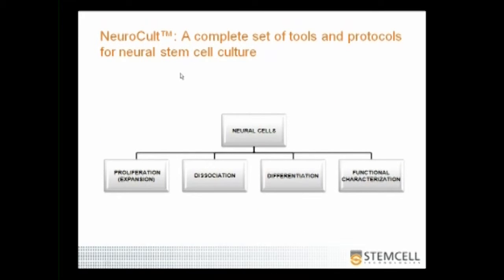We have basically used the original media formulations and protocols and developed an entire product line called NeuroCult. NeuroCult provides the necessary media and reagents required to work with neurospheres and neural stem cells. I will describe the tools provided for the expansion, the differentiation of neural stem cells, the dissociation of neurospheres, as well as functional assays to characterize neural stem and progenitor cells.